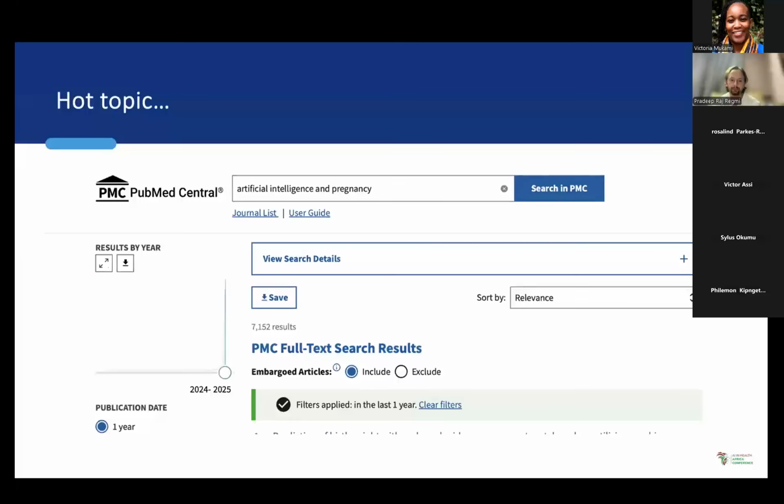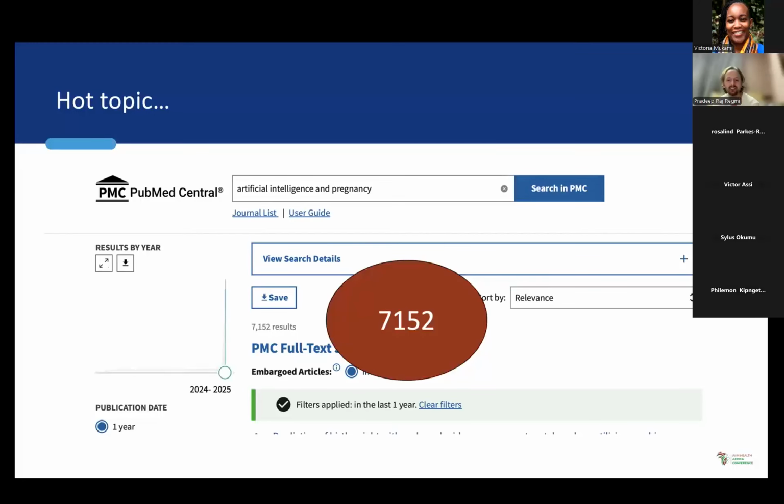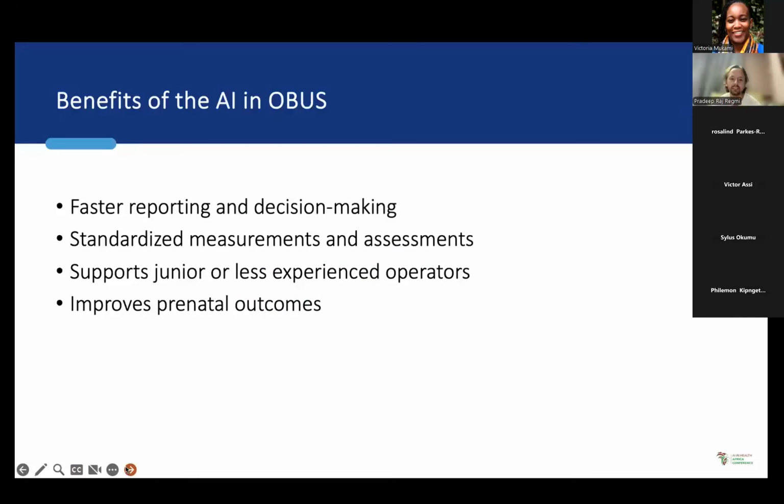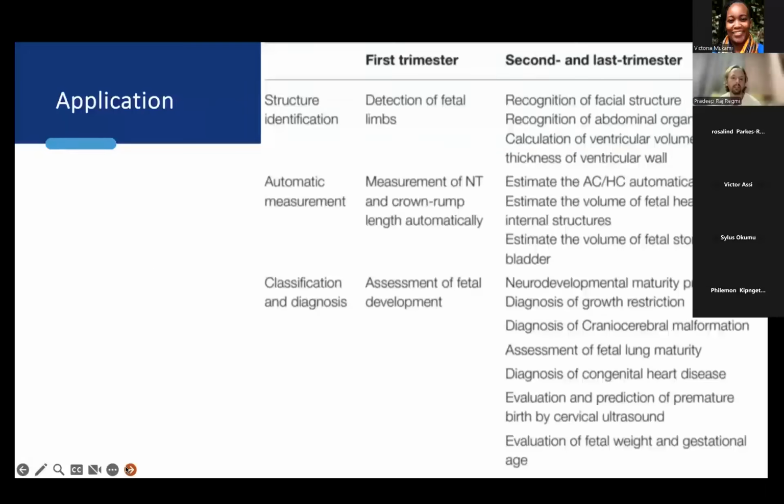Now, if you search artificial intelligence and pregnancy, you get 7,152 articles in a year. So it is quite a hot topic going on, and benefits are there: faster reporting, decision making, standardization, and support for junior clinicians or radiologists as well. And obviously our target is to improve prenatal outcomes. In the first, second, and last trimester, there can be applications.